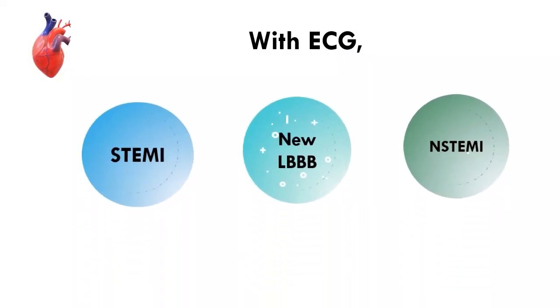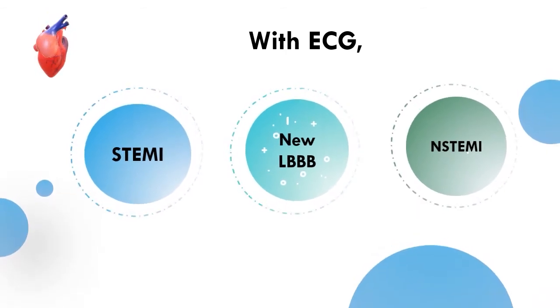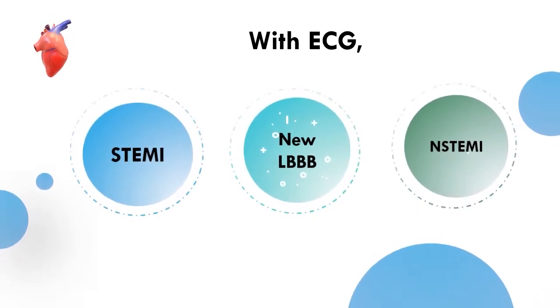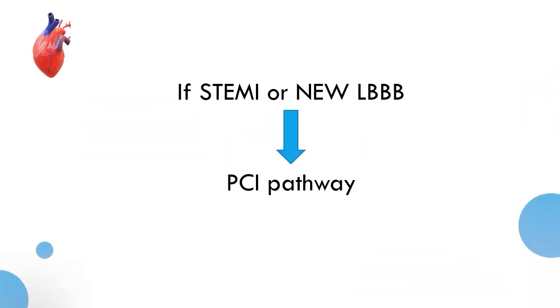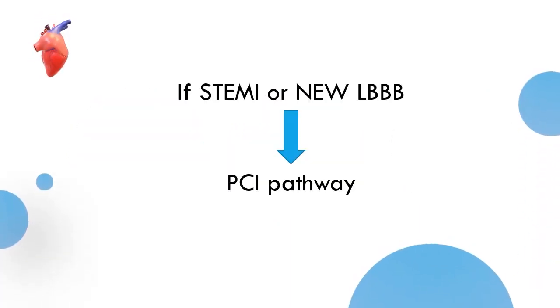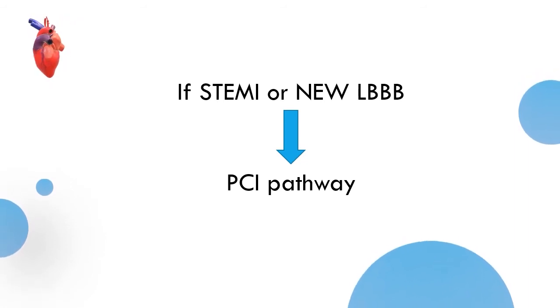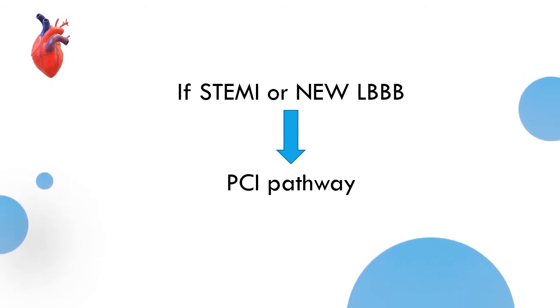With the ECG, you can clarify whether it is a STEMI, a new onset left bundle branch block, or a non-STEMI. As you know, if it is a STEMI or new LBBB, you can always follow the PCI pathway. It is a non-surgical method which is usually used to remove the clot in the artery.